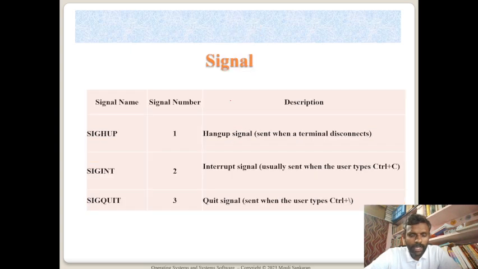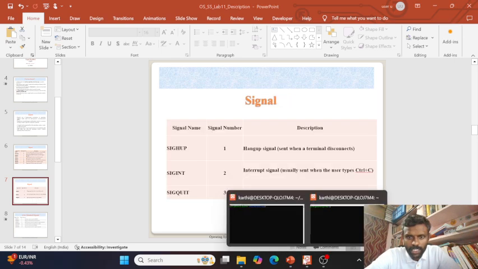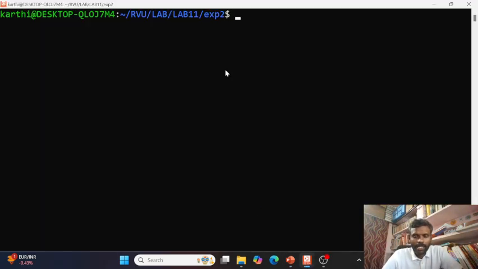As part of today's laboratory session, we are going to discuss three standard signals: signal hang up, signal interrupt, and signal quit. The signal hang up has signal number 1. The signal int has signal number 2. The signal quit has signal number 3. Now, without further theoretical explanation, we will discuss with the help of code so that you can easily understand. I have already written a program.